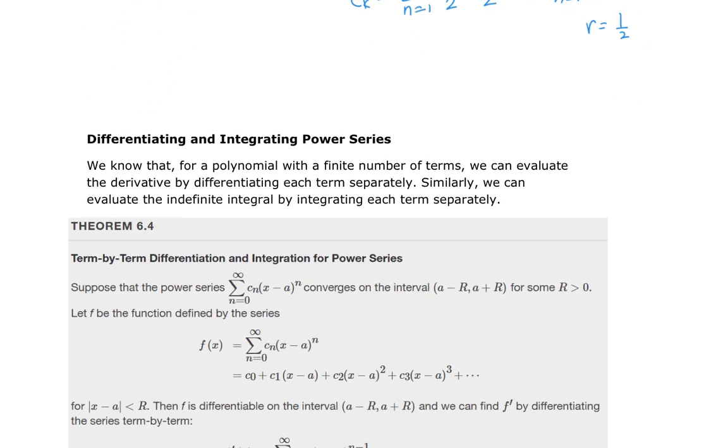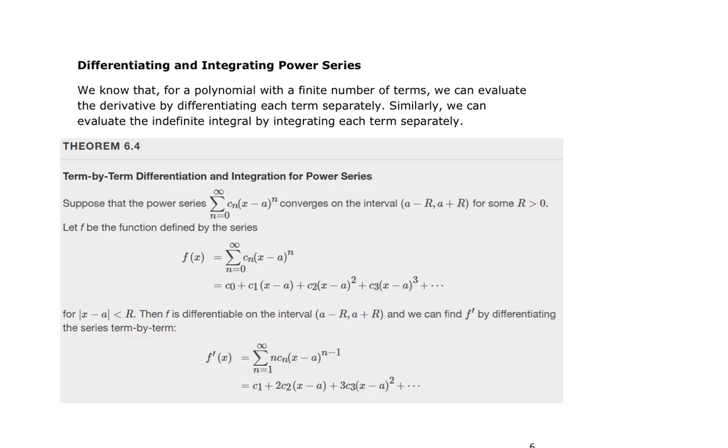Now, I can integrate and differentiate power series. I can do it term by term. So suppose we have the power series of n equals 0 to infinity of c sub n times x minus a to the n, and it converges on this interval from a minus r to a plus r for some r greater than 0. Then I can go ahead and start writing it out, and then I can differentiate it term by term. And when I differentiate it term by term and bring it back together as a series, notice that it's just like we expect.